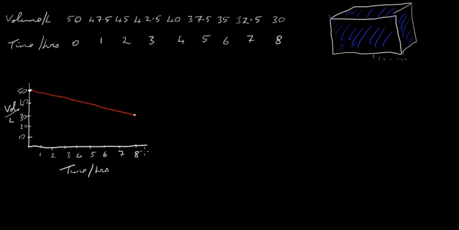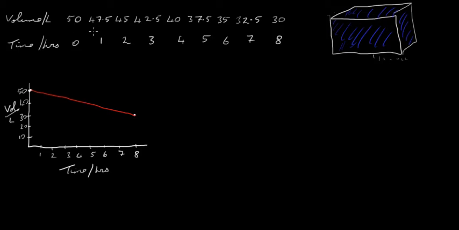So along the x-axis here I've got time in hours, 1 up to 8, and on the y-axis here we've got the volume from 10 up to 50 here. Okay, so you can see that it's losing water regularly. It's a straight line, so it's losing the same amount of water each hour.